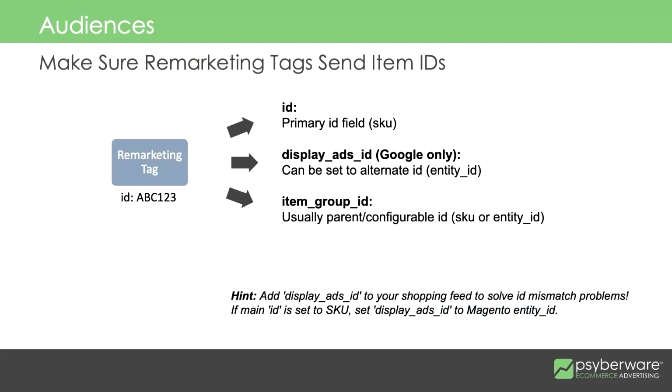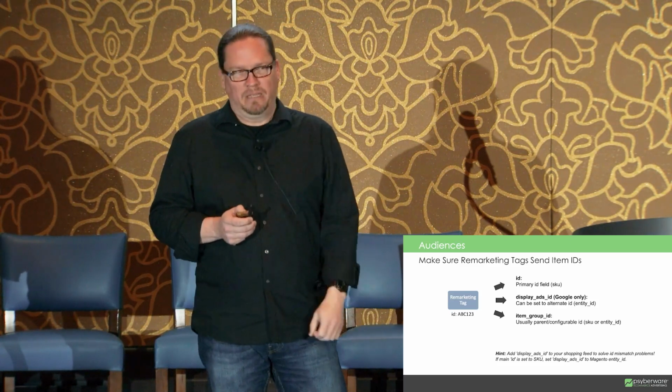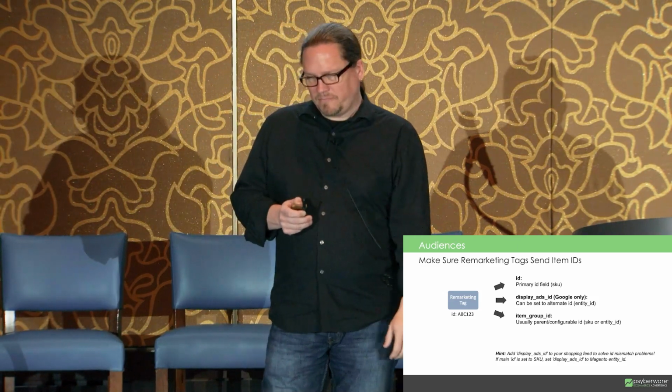Google in particular has this extra field called the display ads ID. It's an optional field that usually isn't implemented, but if you include that as an additional field in your shopping feed, you can put an alternate ID. And one of the quick fixes for a lot of problems on Magento is that if you're passing your ID in the remarketing tag for products being passed, if that's the SKU, well, you could just add the display ads ID, set your display ads ID to the entity ID, and then whatever the person on the front is passing as an ID on the remarketing tag is going to match one of those in the feed. So that's a quick hack. It's pretty useful. It only works on Google.